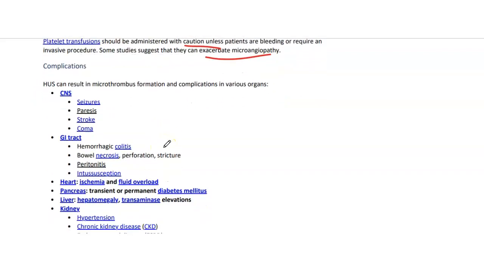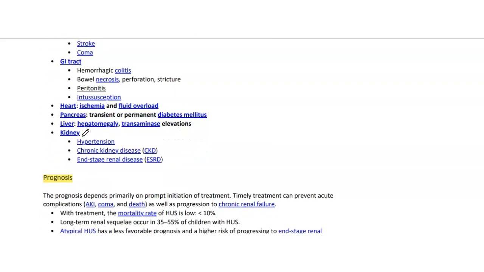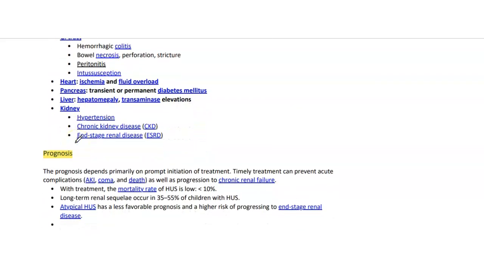And there are different types of complications, where the CNS, GI tract, heart, pancreas, liver, and kidney are affected. Prognosis depends primarily on the prompt initiation of treatment. Timely treatment prevents complications like AKI, coma, and death, as well as progression to a chronic condition. Long-term renal sequelae occur in 35 to 55% of patients. Atypical HUS has a less favorable prognosis and a higher risk of progression to end-stage renal disease. So that's all about hemolytic uremic syndrome.